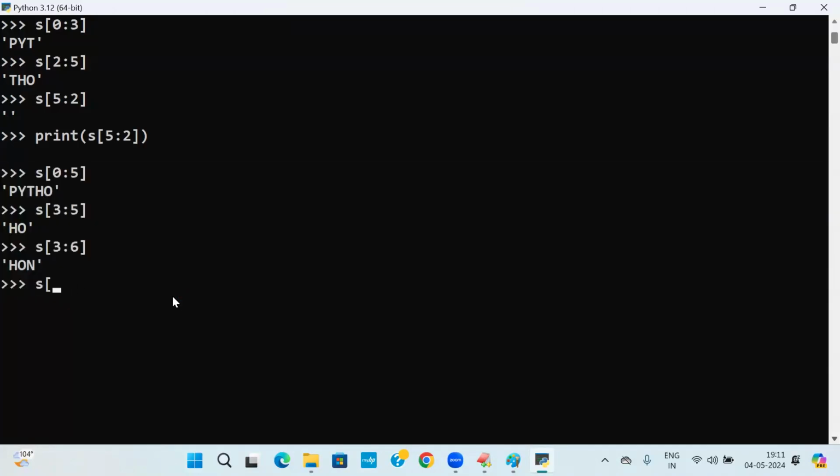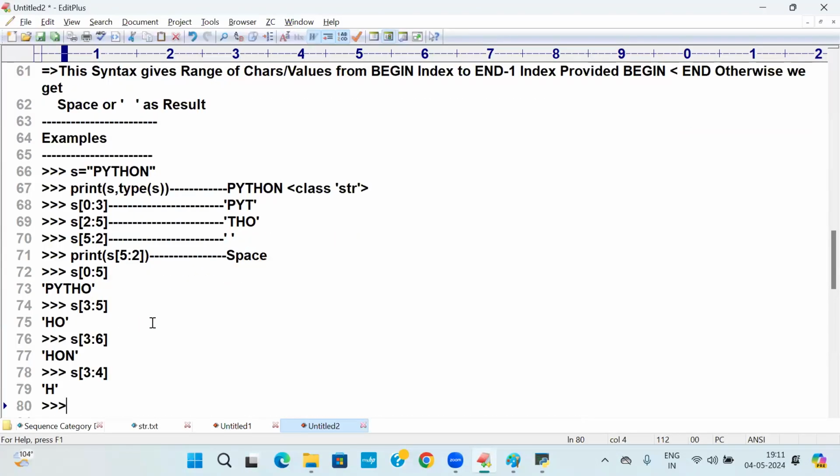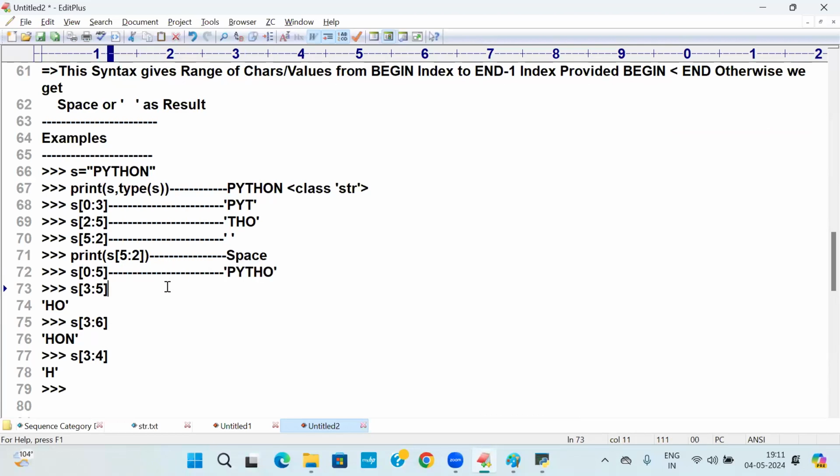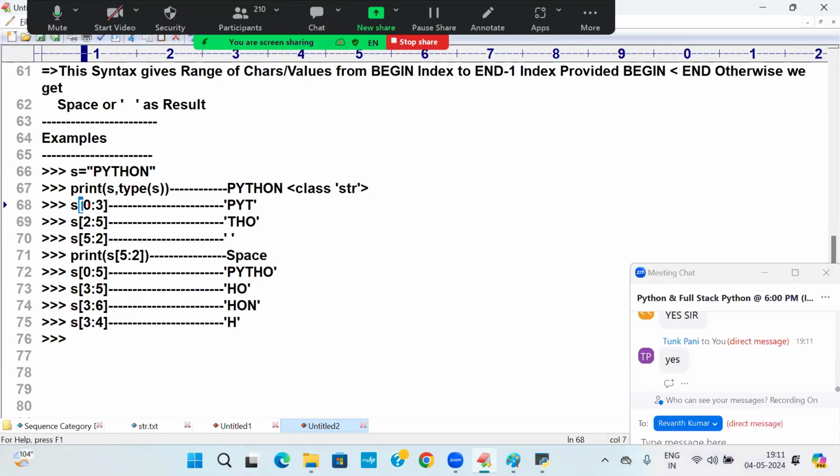Now, I am writing 3:4. Answer. Only H. Okay. Carry on. Are you able to get it now? Easy or difficult? Easy. Now you observe the begin and end in the syntaxes I am using. Positive values only I am using. All of them, if you observe, are positive values. All these things are called positives.